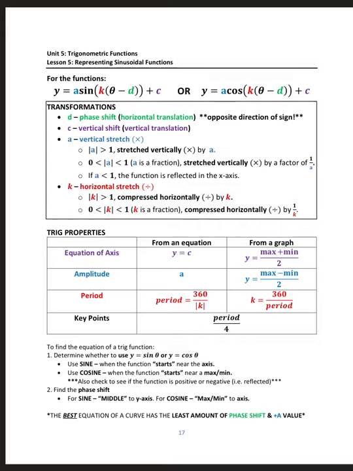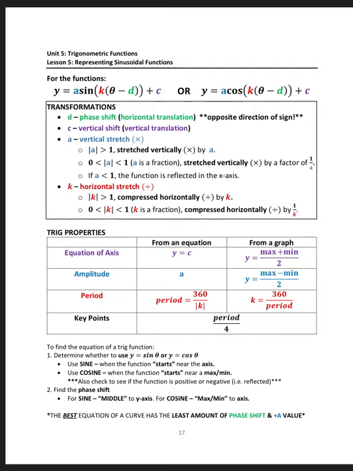Good morning, everyone. Today we're doing Unit 5, Lesson 5, representing sinusoidal functions. So far we've looked at taking an equation and breaking down the transformations, either on a graph or in a table of values, to then graph the transformed function. Now we're going to go the other way. We're going to be given a graph and have to come up with the function, or given some information about the transformations and having to come up with the function.